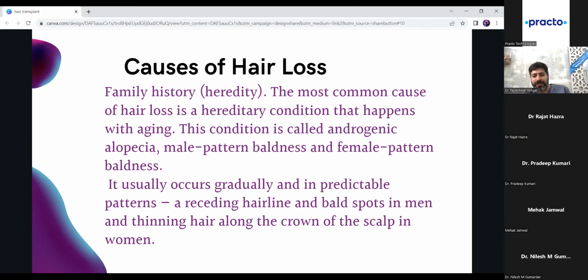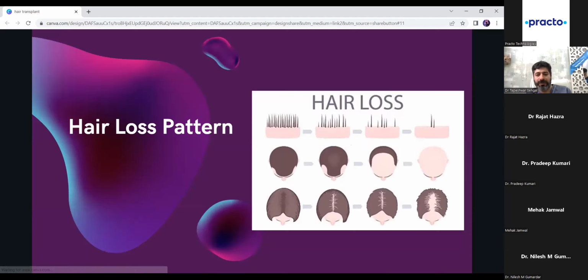Then this pattern, the genetic pattern, it is not just male pattern, it can be also female pattern. But the hair loss pattern is the difference between the two. It is not sudden. It is usually gradual, and the pattern of hair loss between male and female is predictable. It is a receding hairline in the male. In women, it is a bald spot and thinning hair along the crown of the scalp. I'll just show it in the photo.